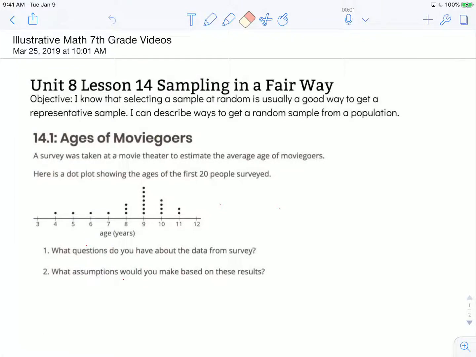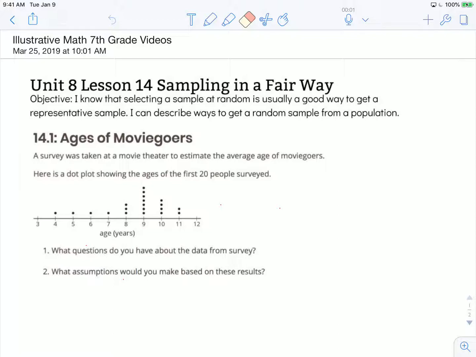We're looking at Illustrative Math for 7th grade. This is Unit 8, Lesson 14, Sampling in a Fair Way. The objective states, I know that selecting a sample at random is usually a good way to get a representative sample. I can describe ways to get a random sample from a population.